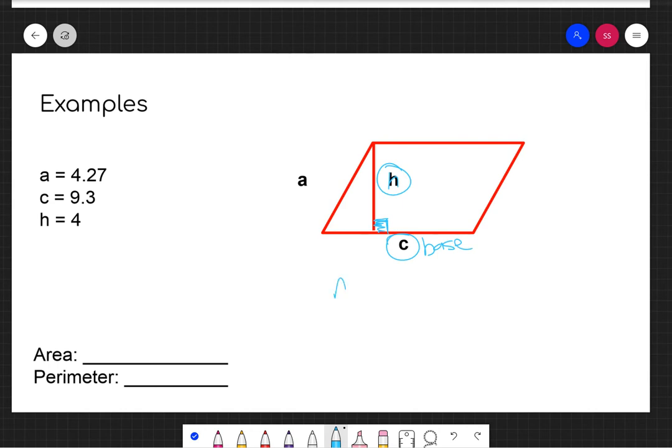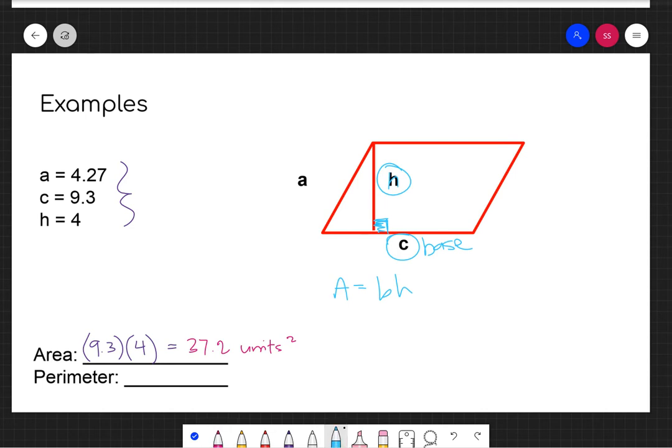Okay. Now, again, to find the area of a parallelogram, we do base times height. So if we rewrite this with the information we have from over here, our base, which is C, would be 9.3. And we would multiply that by our height, which they give us, and it is 4. So we would do 9.3 times 4 to get our area of this parallelogram of 37.2 units squared, or square units. Awesome.